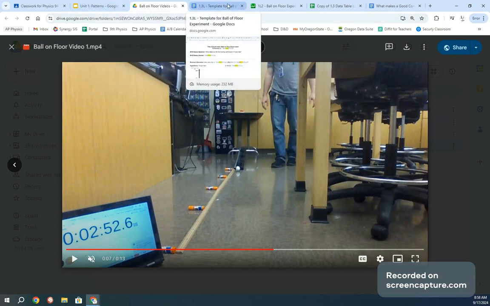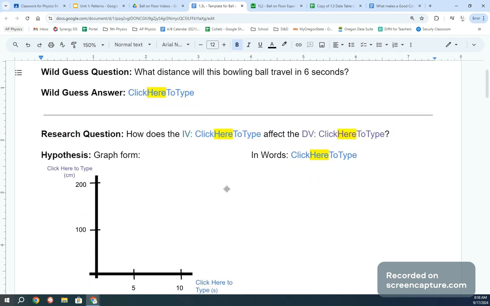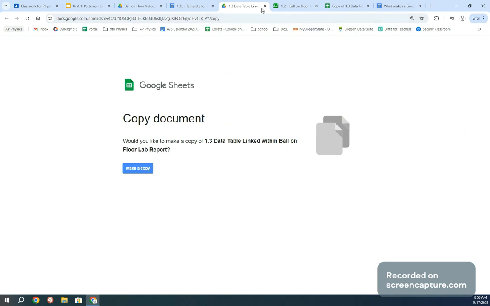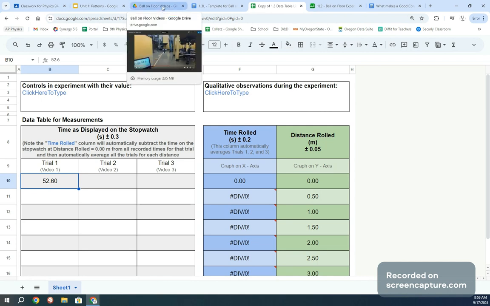So let's go ahead and look at that. This is the lab itself. Again, you guys should have answered all these top parts. Should have done the hypothesis. We're looking at this data table part. So right here it says click on this. It says copy. So if we click on this, it'll open up, but we're going to have to make our own copy of it. Now, I already have a copy of it open, so I'll just go ahead and open up that copy. And again, 52.6, that was our time for that first location. The distance was 0. That was the first spot.